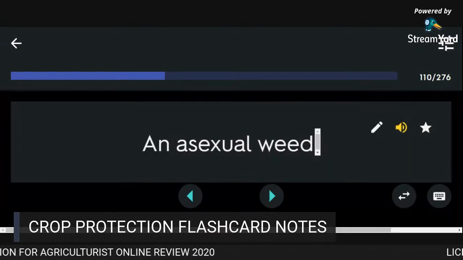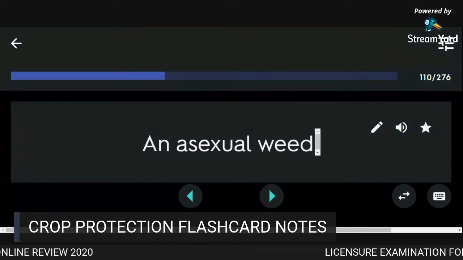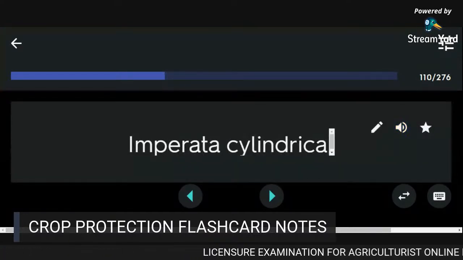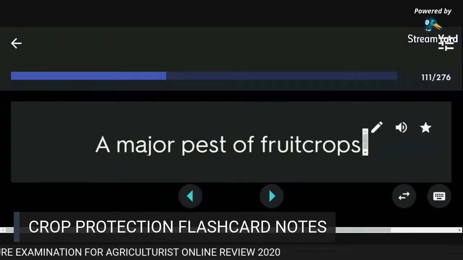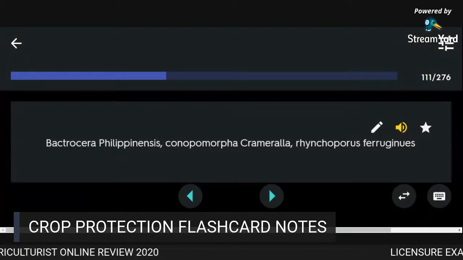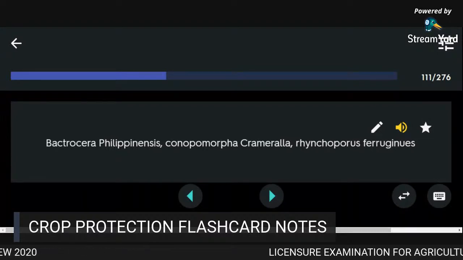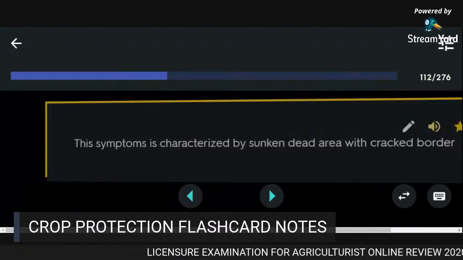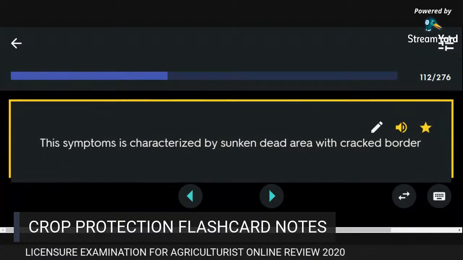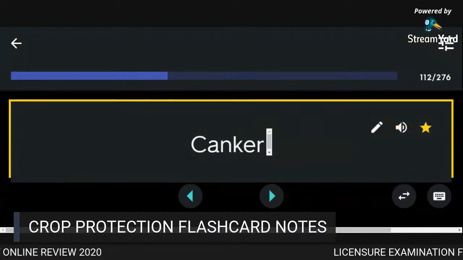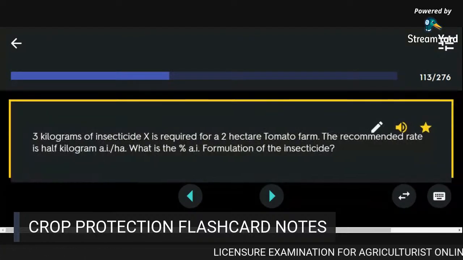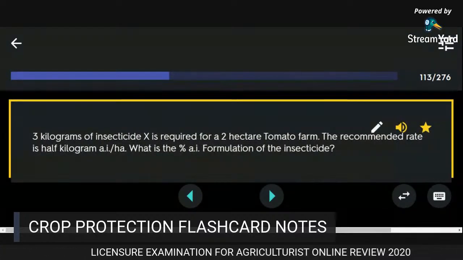An asexual weed: Imperata cylindrica. A major pest of fruit crops: Bactrocera philippinensis, Conopomorpha cramerella, Rhyncoptera ferruginosa. This symptom is characterized by sunken dead area with cracked border. Canker.